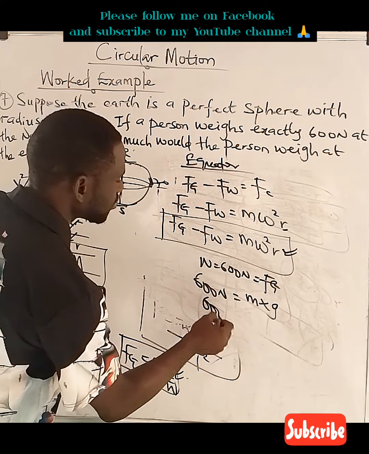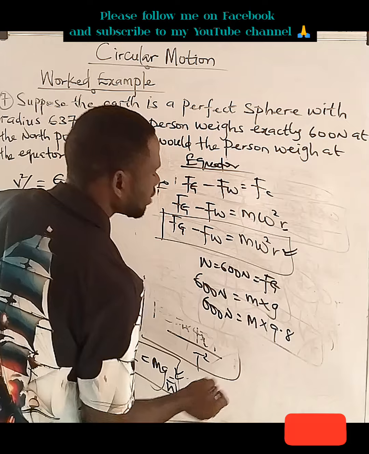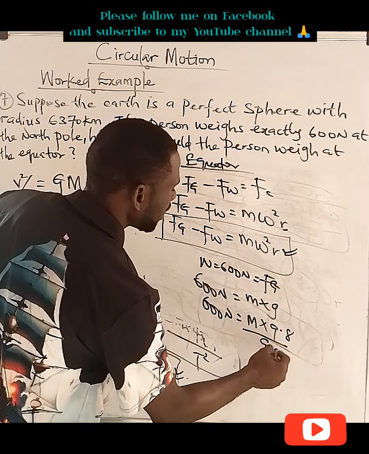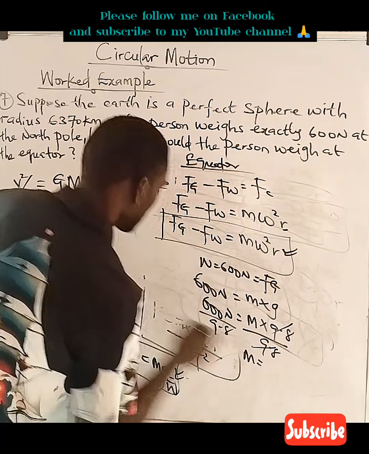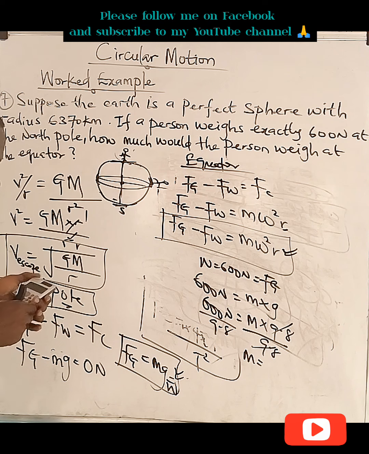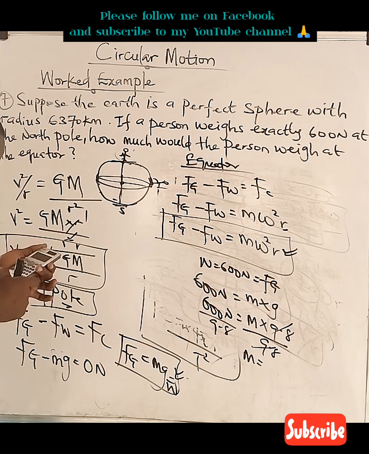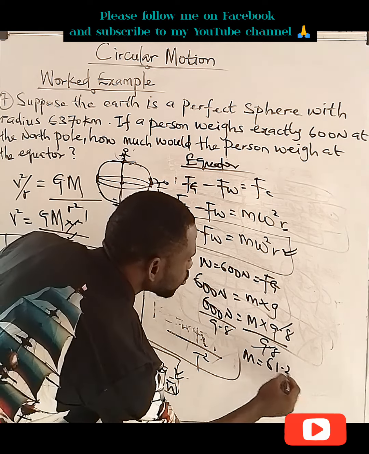So, you're going to get the mass of the body first. The 600 Newton is mass times 9.8. Let's quickly use our calculator. The mass would be 600 Newton divided by 9.8. So the mass would be 61.2.